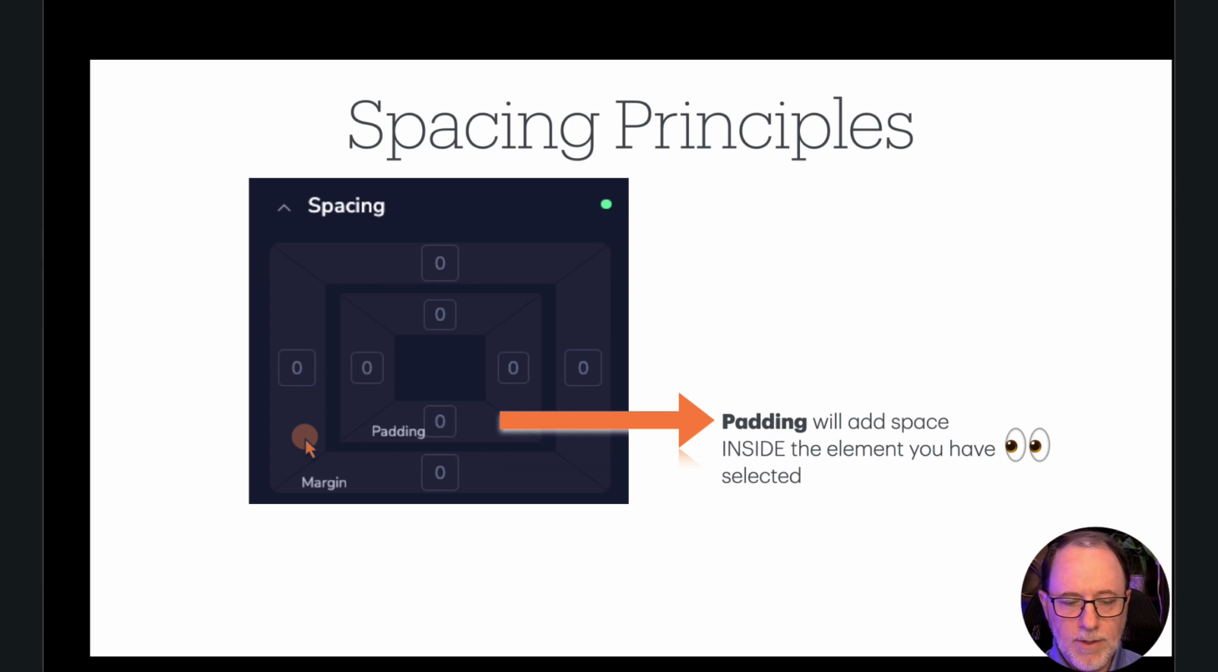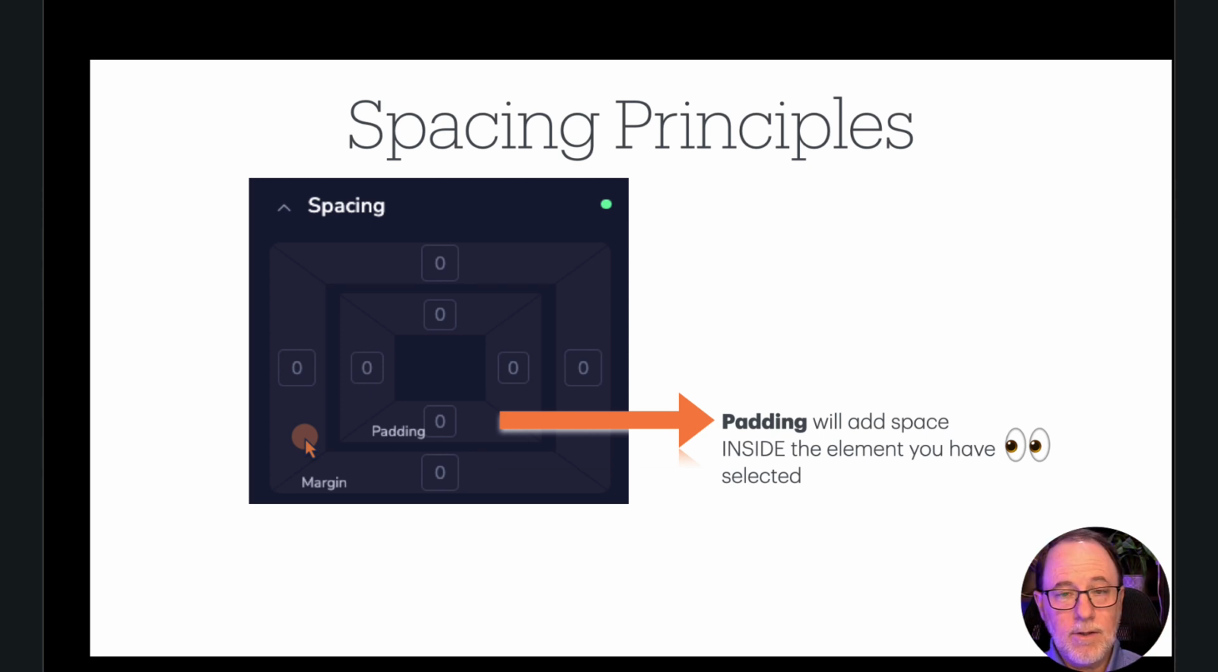So here's a couple of things that you need to know. On the spacing area, on the right-hand side on the style bar, we have padding. Padding will add space inside the element you have selected. I'm going to show you how this works. Padding's going to add space inside the constraints of the element that you currently have selected.